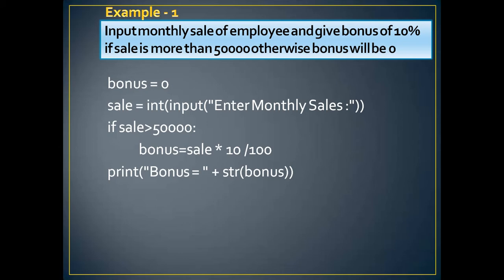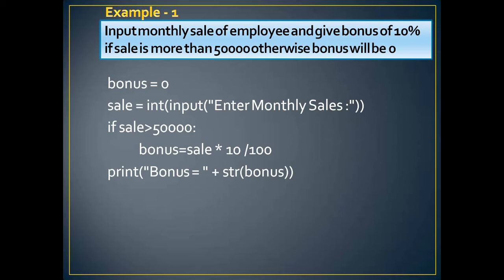Input the monthly sale of an employee and give a bonus of 10% if the sale is more than 5 lakh. Otherwise, the bonus will be 0. So initially we'll take bonus as 0. We'll enter the monthly sales and store it in the variable sale. If the sale is greater than 5 lakh. In the question it is given as 50,000 only, not 5 lakhs. So if the sale is more than 50,000, colon, sale greater than 50,000 is the condition. If it is true, the bonus is computed as sale into 10 by 100, that is 10%. 10 by 100 is nothing but 10%.